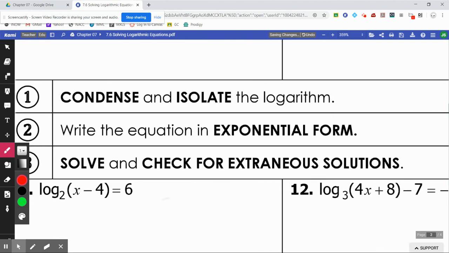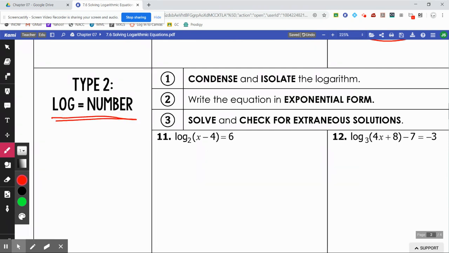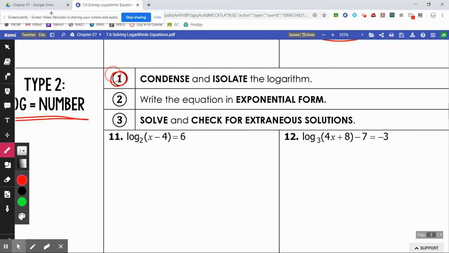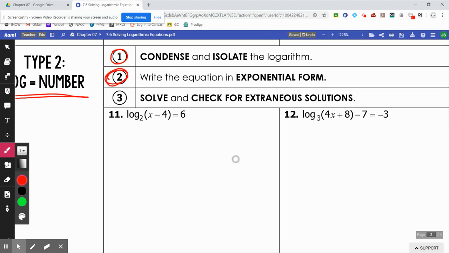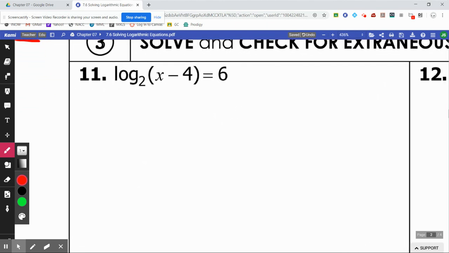Now, we're going to work with what happens when you have a logarithm equal to a number. We're going to condense and isolate again, combine it into a single logarithm. We're going to rewrite our equation in exponential form, and we're just going to solve that and check for extraneous solutions. Like here, isolate your logarithm, and then simply change forms.